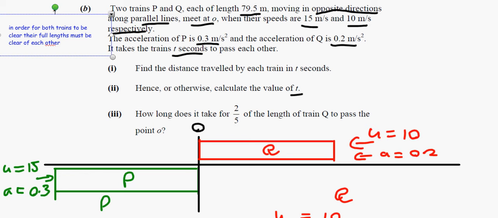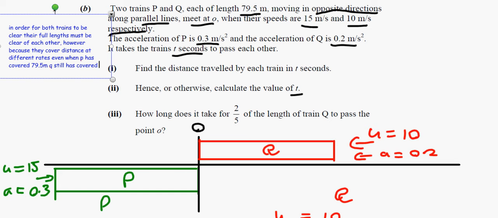Now, however, because they cover distance at different rates, even when P has covered 79.5 meters, because P is the faster train, Q still hasn't covered 79.5 meters.